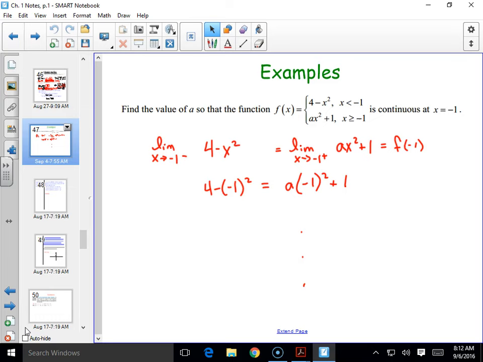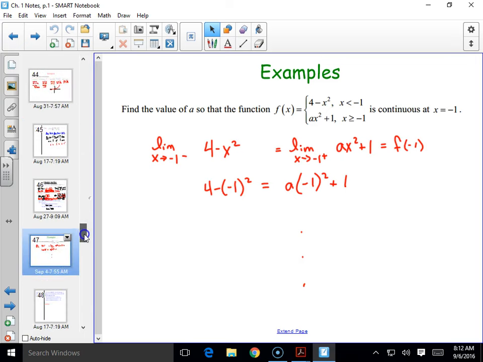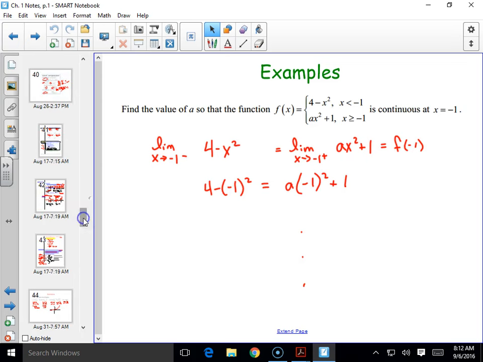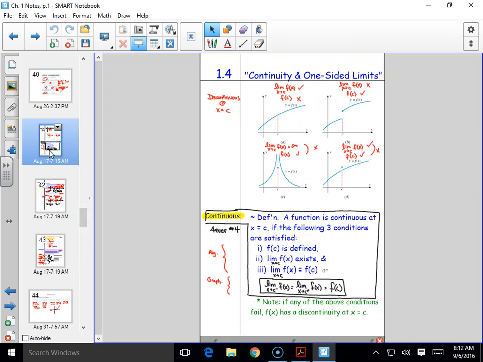Here we go. Section 1.4. I know a lot of you, at different points, might have gotten a little stuck in homework. Hold on. What is section 1.4 supposed to be about? Continuity and one-sided limits. Okay? How many things need to be true for a function to be continuous?